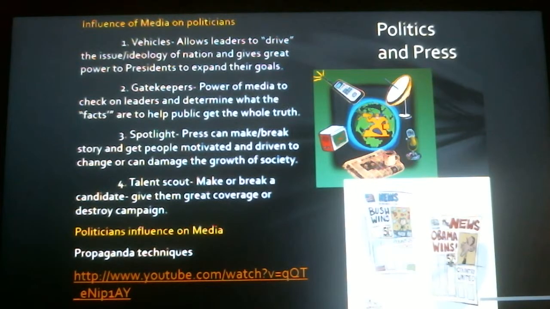That's what the news media can do, is they can make and break a story, and then these politicians will ride on that wave of the news media coverage until they see that it's starting to die out, and then they will jump to the next wave.